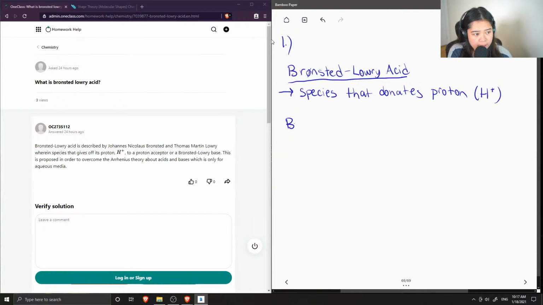And on the other hand, we can have a Bronsted-Lowry base. As you can guess, this is a species that accepts a proton.